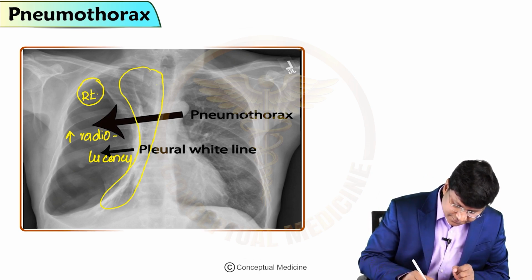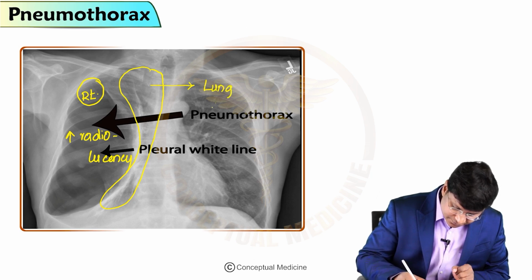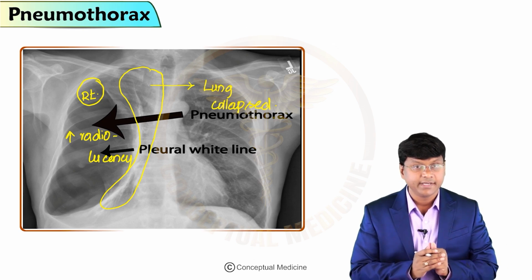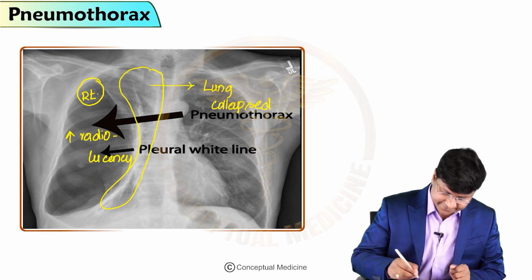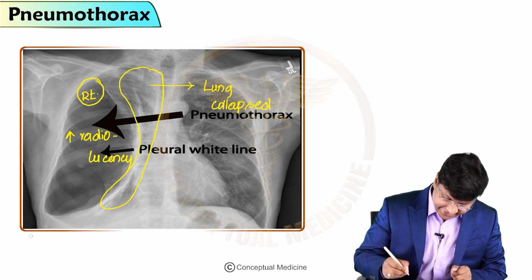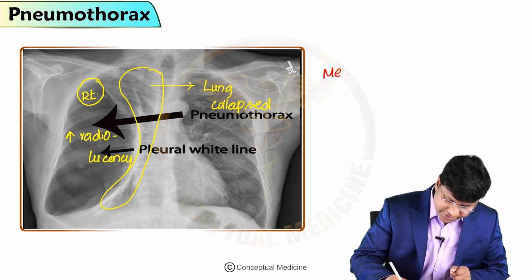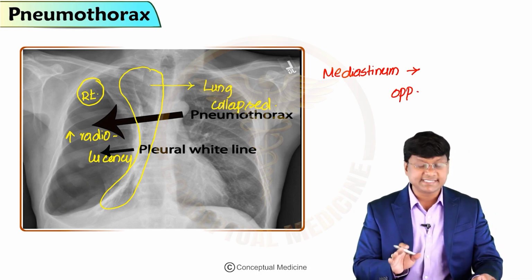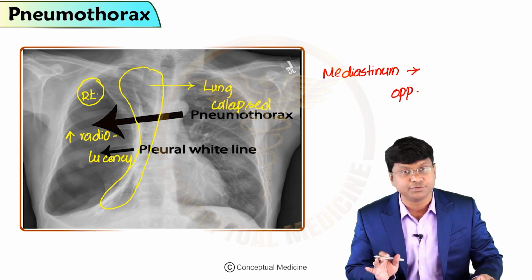And you can observe that the lung is collapsed. And if you observe the mediastinum, even the mediastinum is shifted to the opposite side. So these are the chest x-ray findings you will have in patients with pneumothorax.